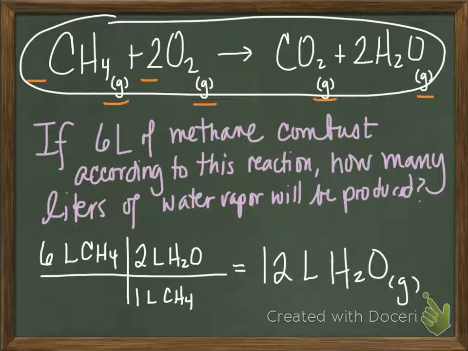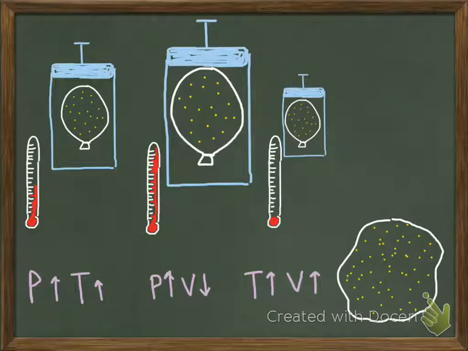Okay, let's revisit something we've talked about before with gases. This is from the previous chapter. We looked at all these relationships between pressure and temperature, pressure and volume, temperature and volume, and you know that as pressure increases, temperature increases, and as temperature increases, pressure increases. Pressure and volume are inversely related. When pressure increases, volume decreases. When the volume decreases, the pressure increases. And we know that temperature and volume are directly related. So when temperature increases, volume increases. When volume increases, temperature increases. When one decreases, they both decrease.